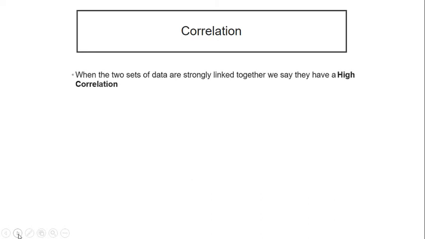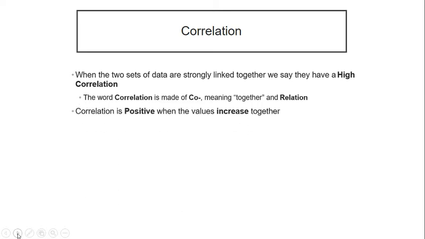All right, so let's talk more about correlation or association. When two sets of data are strongly linked together, we say they have a high correlation or a high association. The word correlation is made up of the words co, which means together, and relation. So nowadays they use the word association, and it means the same thing. It's talking about the relationship between two variables.